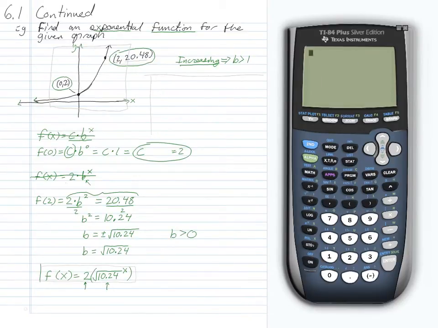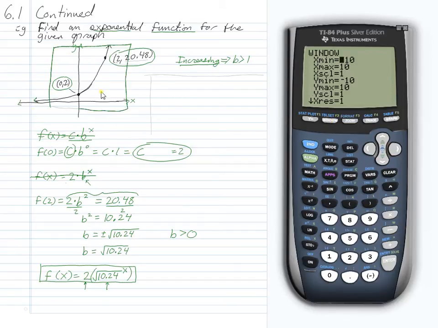So that would be our function. And if you plug that into your grapher, let's bring out the graphing calculator. We'll type y equals 2 and the square root of 10.24, and we'll raise that, and this is where you need your caret button, to the x. And I'll adjust my window accordingly so that I can see around those 2 points.